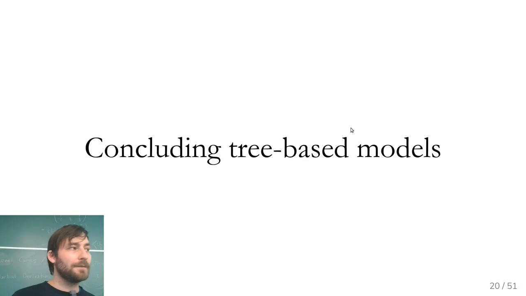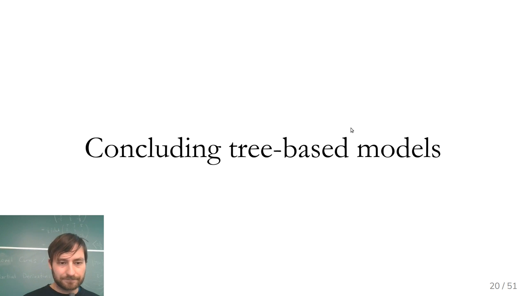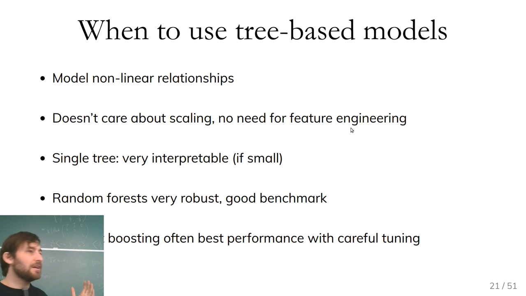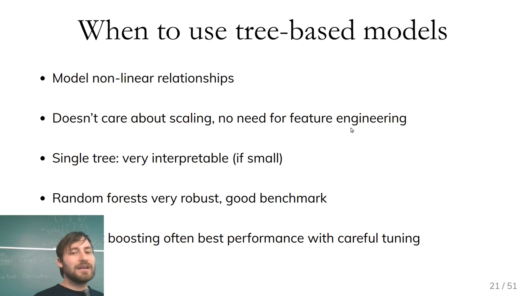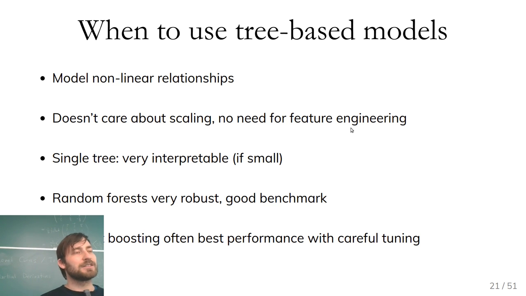So this was the last of the tree-based methods that I wanted to talk about. Coming back to why we like trees, and to summarize why they're great: they can model nonlinear relationships. They don't care about the scaling of the data because they look at thresholds only. So they also don't care about the distribution, and there's much less need for feature engineering, or at least no need for univariate feature engineering, because the tree doesn't care. If you use a single tree, it is very interpretable if it's small. If it's big, it may not be very interpretable. Single trees are not that great a predictor, though, and they might overfit strongly. But if you want a very simple model that you can show to someone, maybe a small single tree is good.